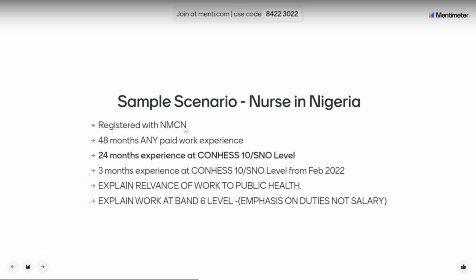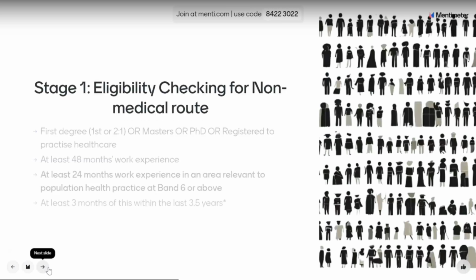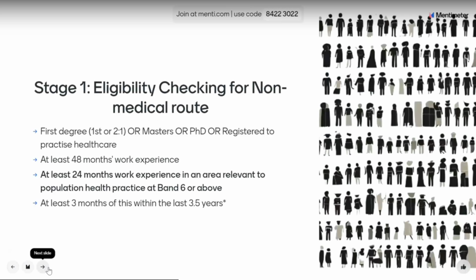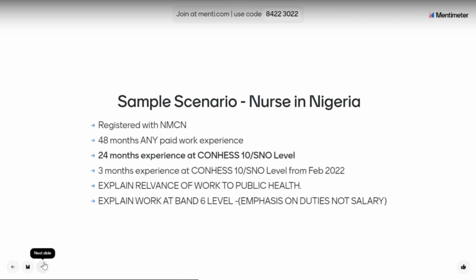So you need to be registered with the nursing council. That's how you fulfill the first criteria, the first bullet point there, the last part where it says registered to practice healthcare. Then you need 48 months of any paid experience.